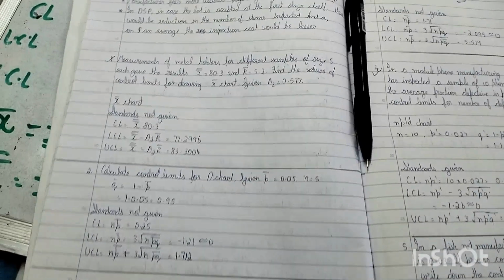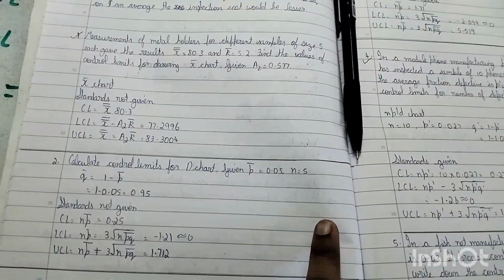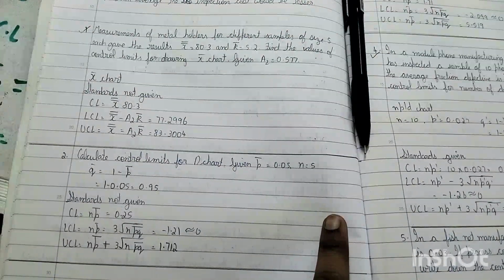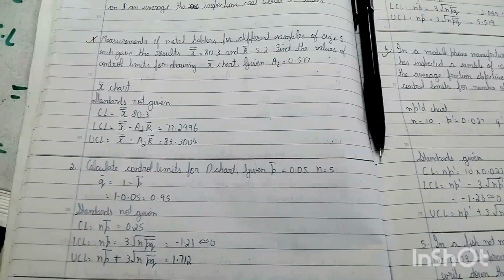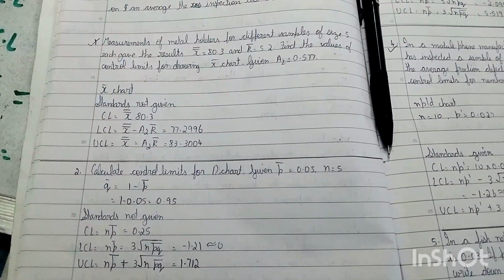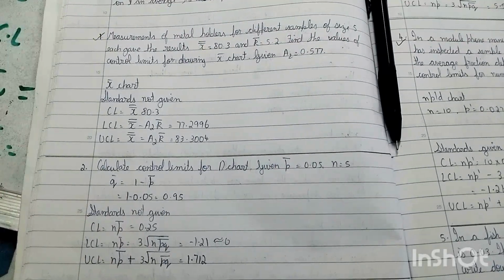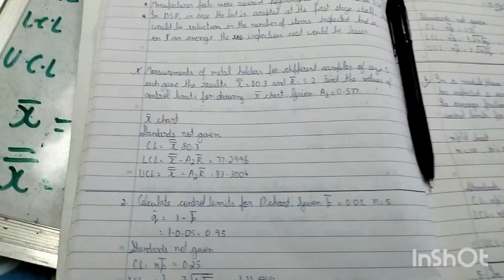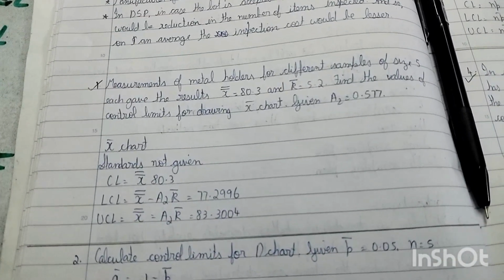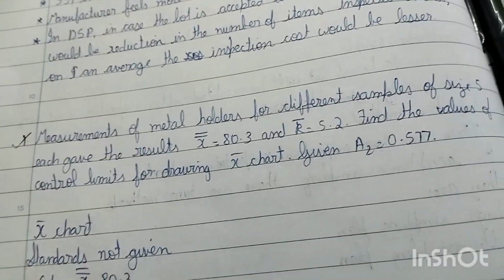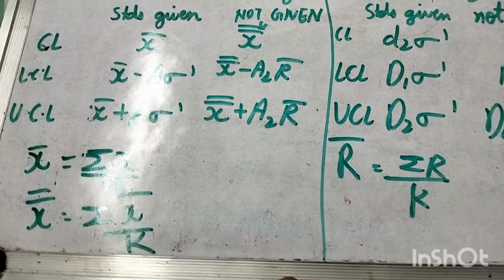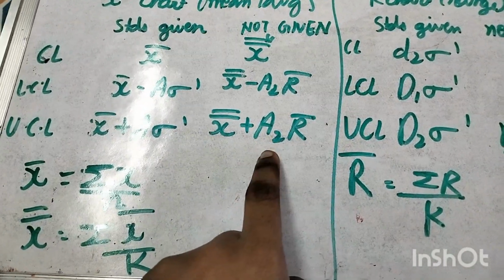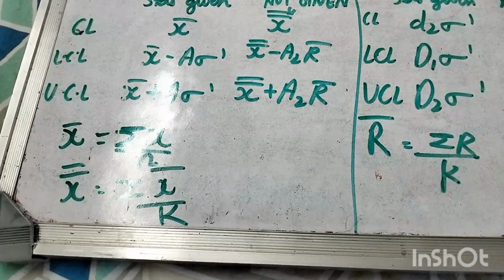Okay. The sums. Measurements of metal holders for different samples of size 5 each gave the results x double bar equal to 80.3 and r bar equal to 5.2. Find the values of control limits for drawing x bar chart, given A2 is equal to 0.577. So here standards are not given, because they've given the value of A2 in the question.